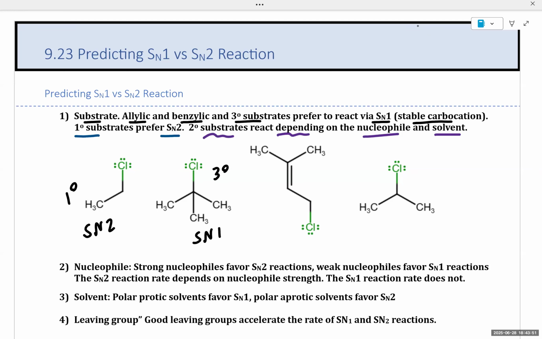So in this case, we have an allylic substrate, and allylic substrates prefer SN1 reaction. For this secondary substrate, we need more information. We need to know the nucleophile and the solvent.